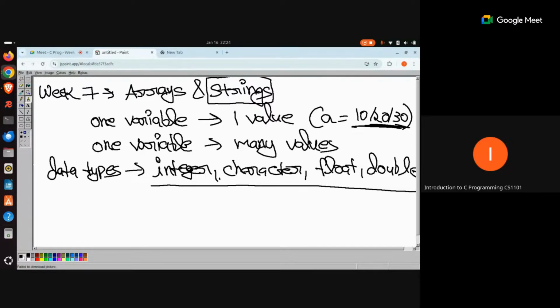Okay, so array is just a concept which is going to let you store multiple values in a single variable, which was not possible if you don't bring the concept of arrays into the picture. So this is what arrays are all about. Are you getting my point? Yes, sir. Alright. Then going to the next week. In week 7, we will be studying arrays, strings, and a few functions.